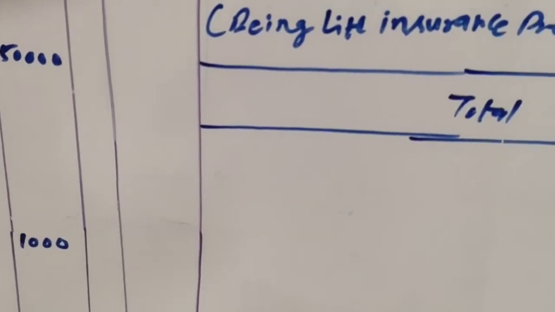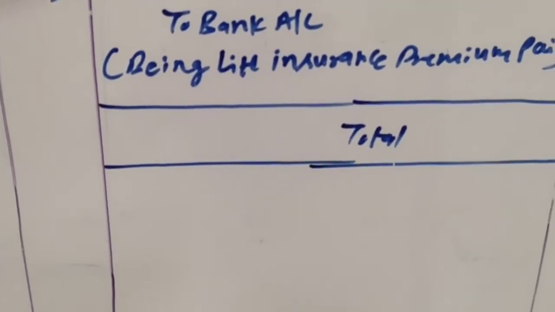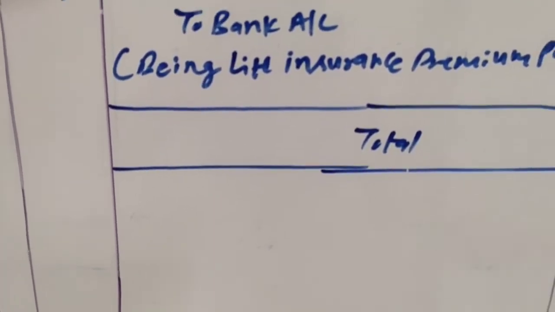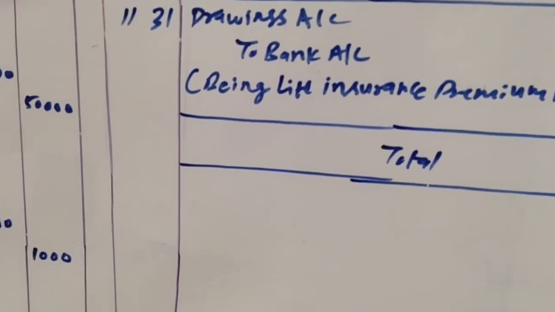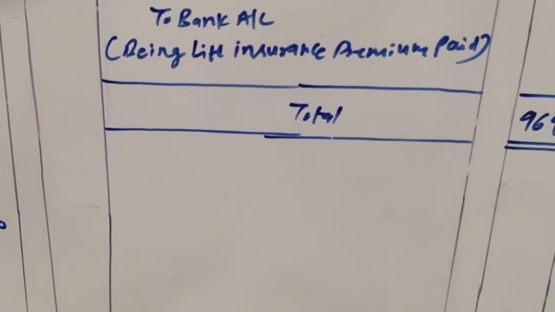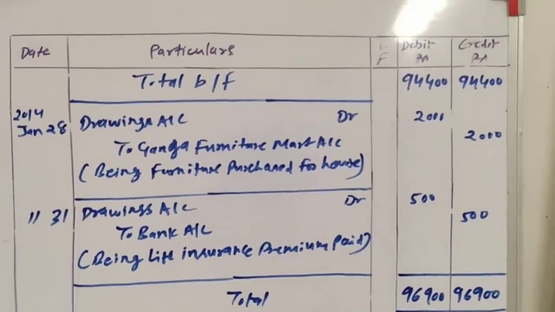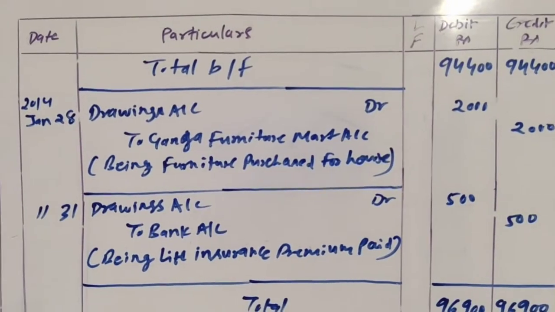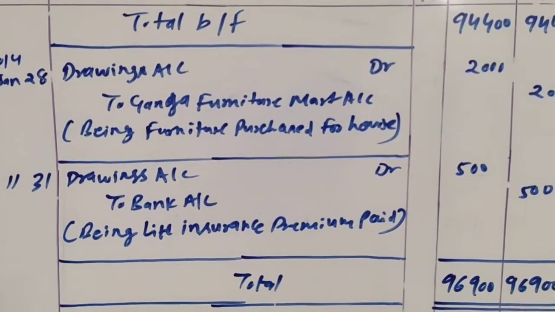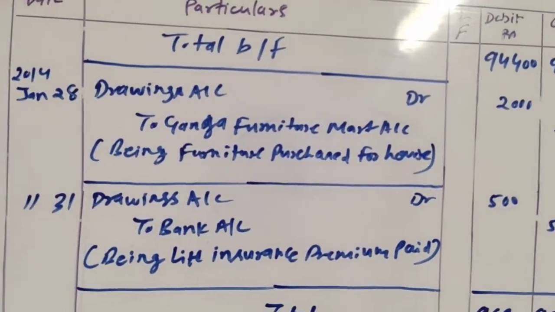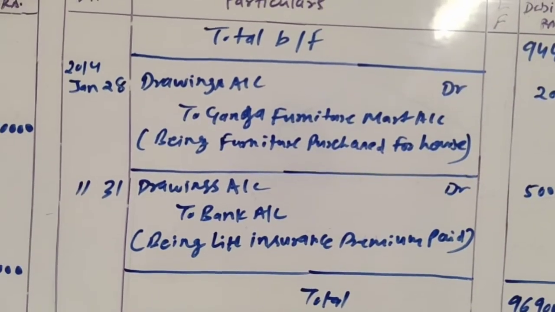Life insurance premium, in the last sum also we have done this kind of transaction. Life insurance premium is a personal expense and it should be debited to drawings account, and as it has been paid through check, the bank account will be credited because bank balance decreases, bank balance goes down, bank is the giver. So drawings account debit 500 to bank account, being life insurance premium paid. So here sum number 6 gets over.